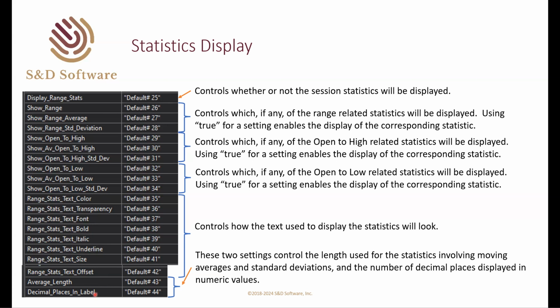And then this last one, decimal places and label. This works the same way as the same setting does in the chart tool. If you leave it on default, the tool is going to try to figure out how many decimal places to use for the values being displayed for the statistics or for anything else.